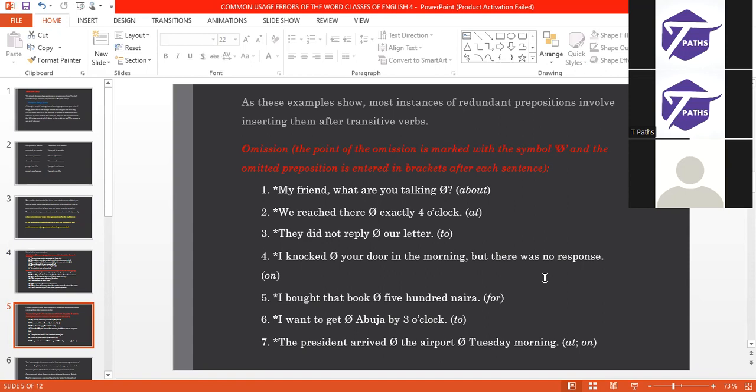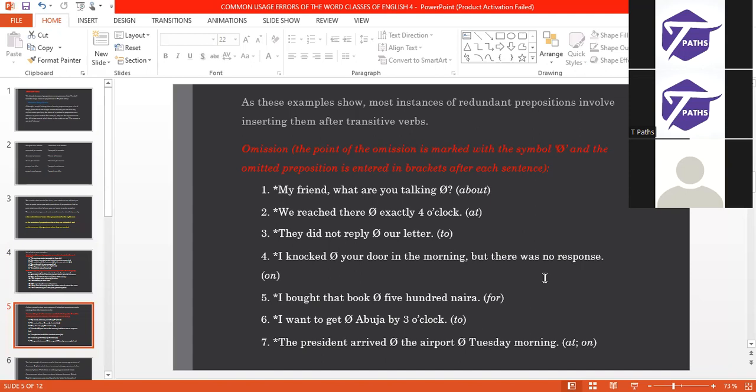There was no response. Number 5, "I bought that book, 500 naira." Instead of, "I bought that book for 500 naira." Number 6, "I want to get Abuja by 3 o'clock." Instead of, "I want to get to Abuja by 3 o'clock."